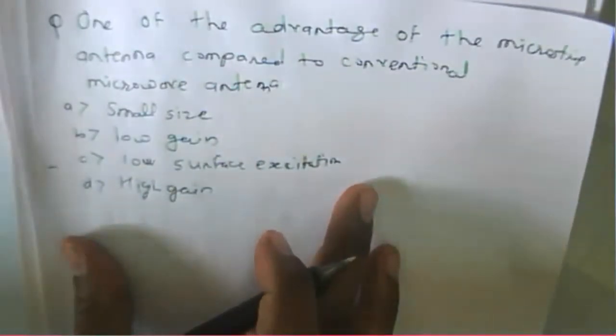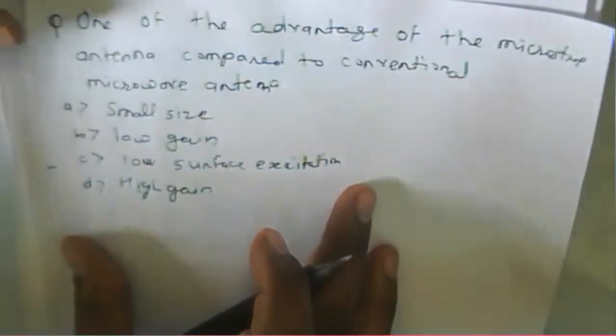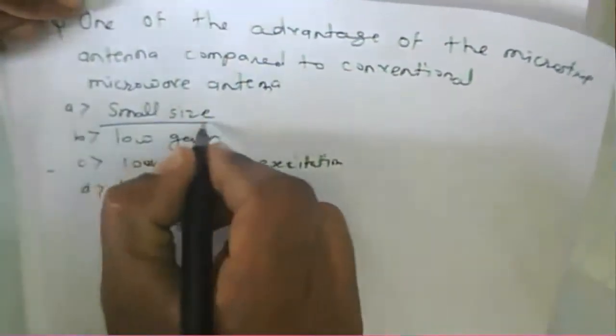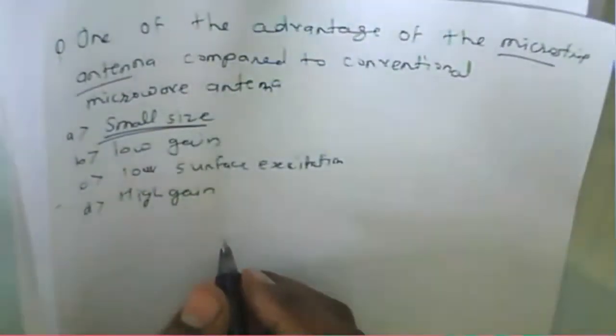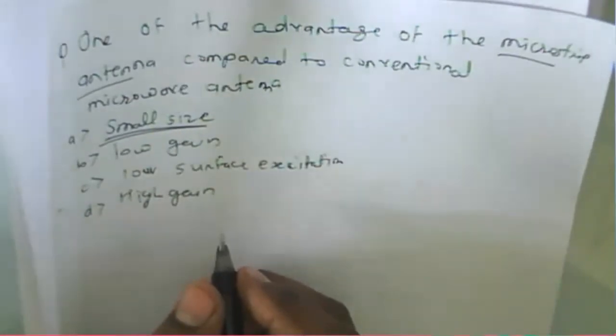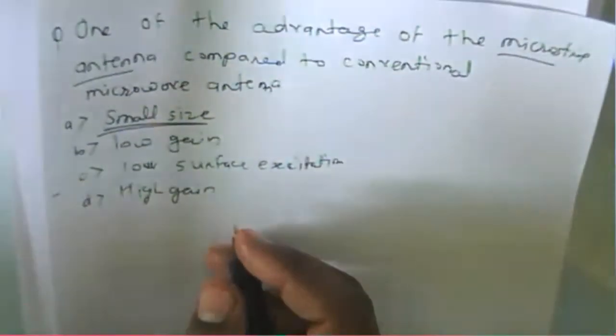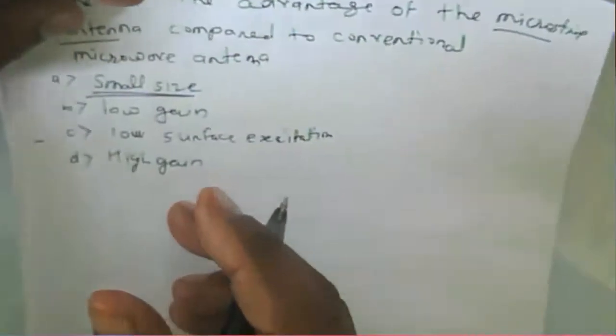What is the answer for this? Answer is A, that is small size. Yes, correct, because it is about microstrip antenna. It is a small size, low weight antenna. So that's why it is A. Correct.